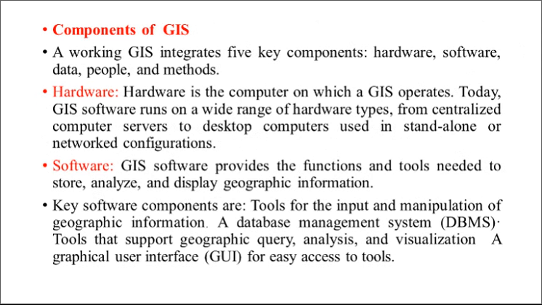Next one, components of GIS. A working GIS integrates 5 key components. One is the hardware, then software, then the data, then people and the methods. So, we will see these components one by one. First one is the hardware. Hardware is the computer on which a GIS operates.